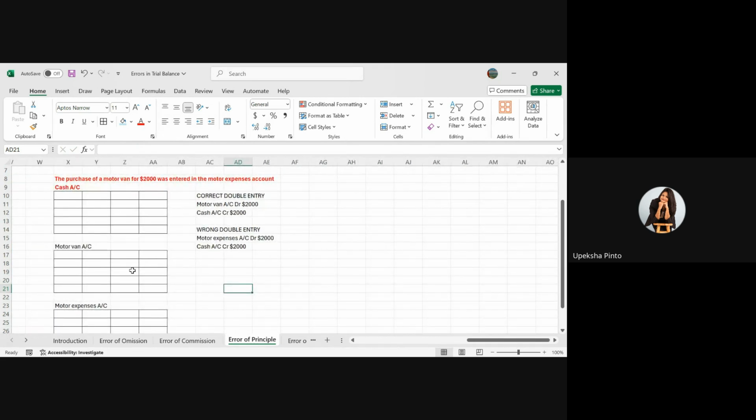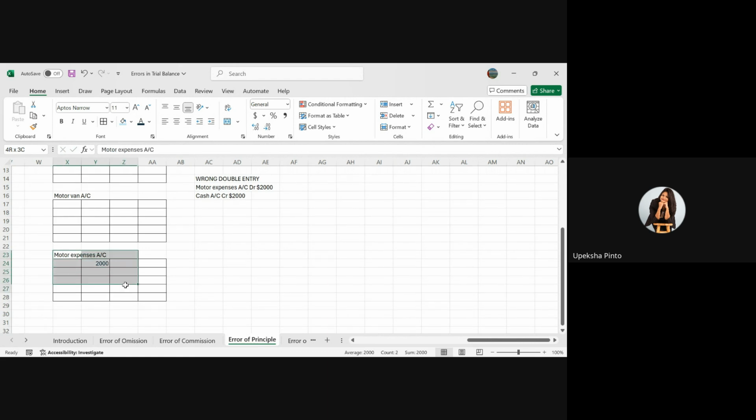First of all, we put the wrong double entry: motor expense account debited by 2000. This is what they have done, which is wrong. I have to remove this now. Motor expense is the wrong account because it should be a motor van, but I have put it under motor expenses. So, remove from the wrong account. Removing means I should credit the 2000.